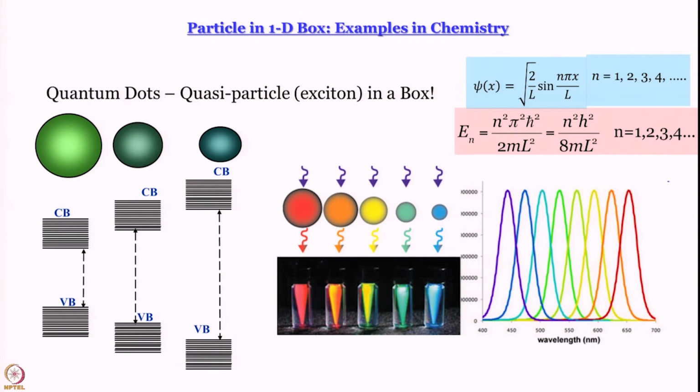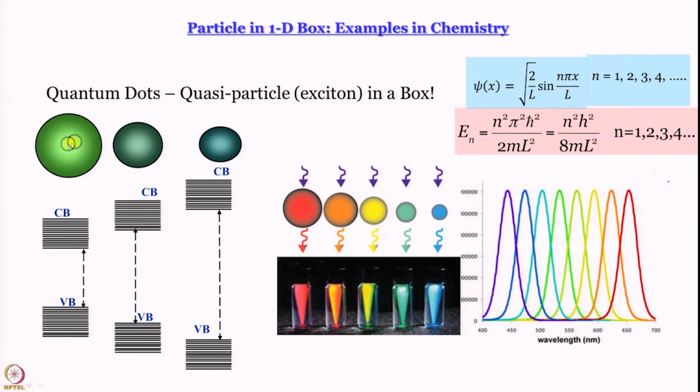Now, one might get confused because we are saying quantum dots, spherical nanoparticles. So what is the particle, what is the box in this nanoparticle? Well, the particle is an exciton. An exciton is a coupled electron hole pair. That exciton of course has to remain inside the nanoparticle, it cannot go out. So the diameter of the nanoparticle defines L.